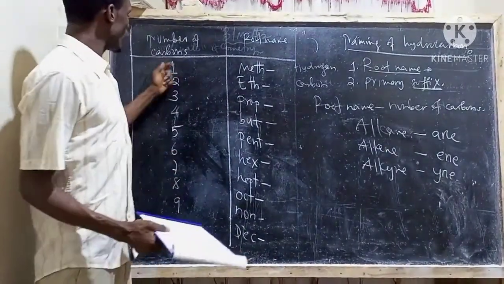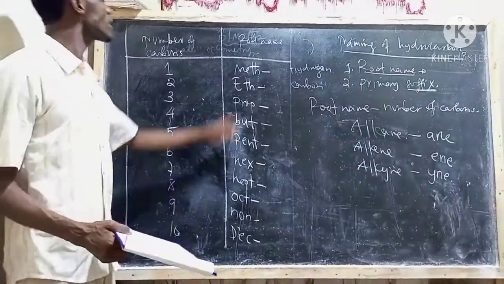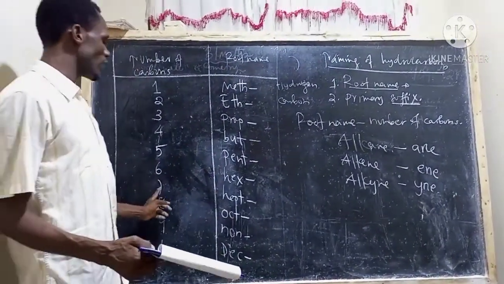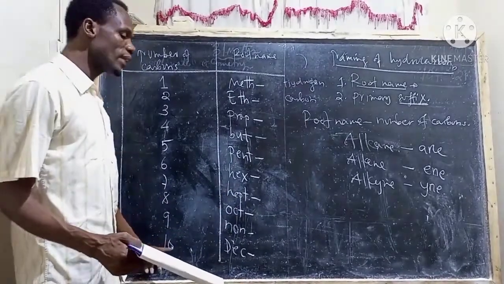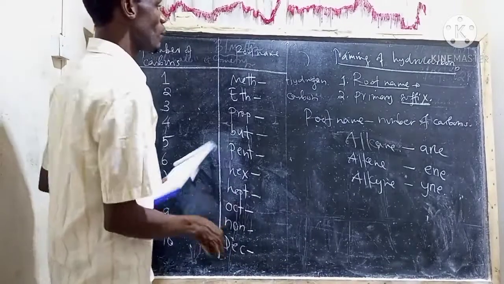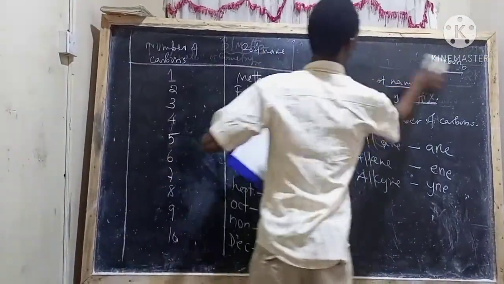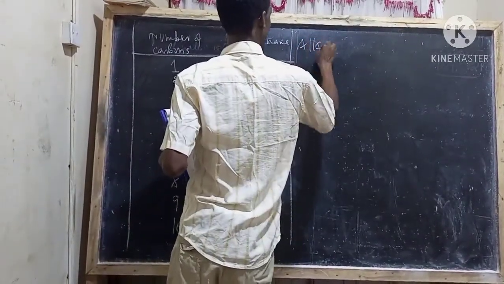Now, the hydrocarbon with 8 carbons, its root name is called oct. But hydrocarbon with 7 carbons, its root name is called hept. Hydrocarbon with 10 carbons, we call it dec. If now you're talking about hydrocarbons, you're talking about what? Alkane. Let's talk about alkane here.